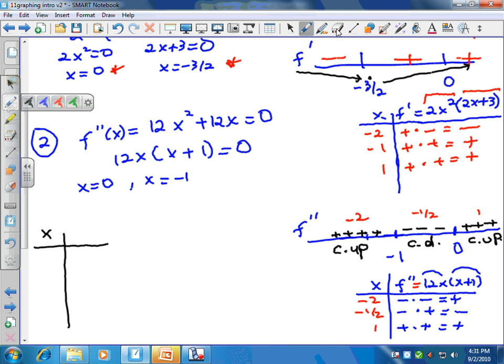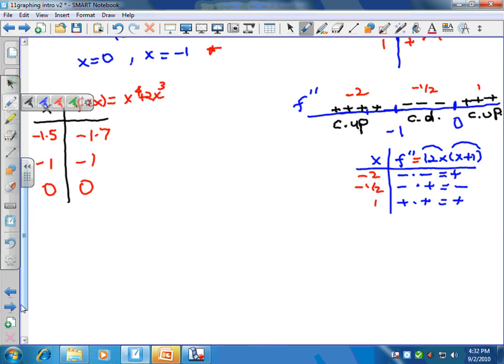So we have -3/2, 0, and also we got here -1. So I'm going to put them on this chart from the lowest to the highest. And now we're going to plug them into f of x, the original function, because I want to know the heights along the graph. How high is the graph going to rise? So at -1.5, you can plug the number in, and you're going to get -1.7. At -1, it's -1. At 0, it's 0. So I have everything I need now to finish this graph.